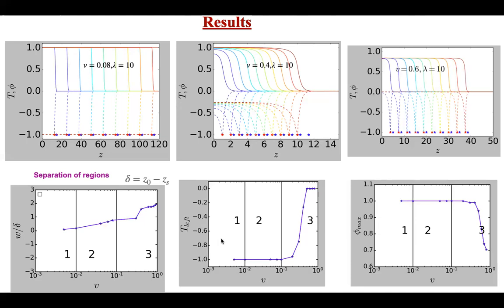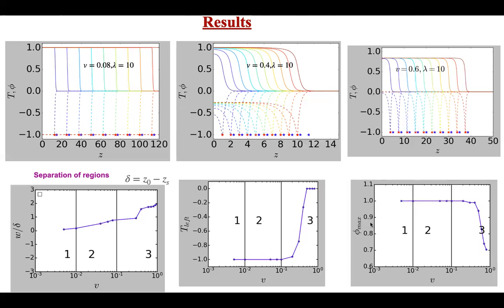And in the second plot, we see this temperature on the left boundary, which is plotted as a function of velocity. So in region 1 and 2, we have this constant temperature, which is equal to the sink temperature. And in region 3, that is at high sink velocity, we see an increase in this left side temperature, and it reaches the melting point of the material.